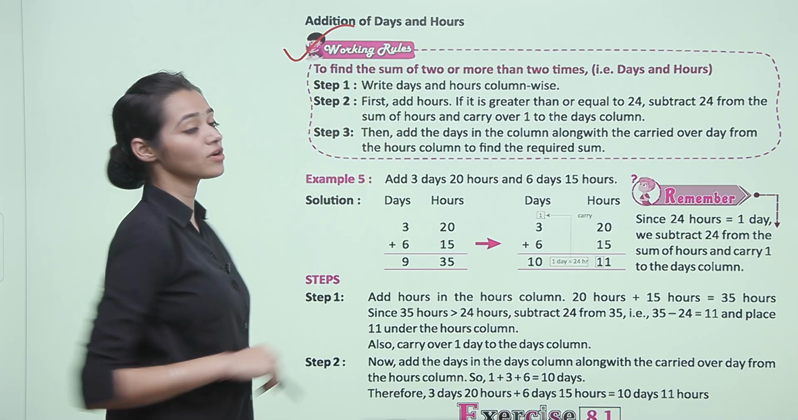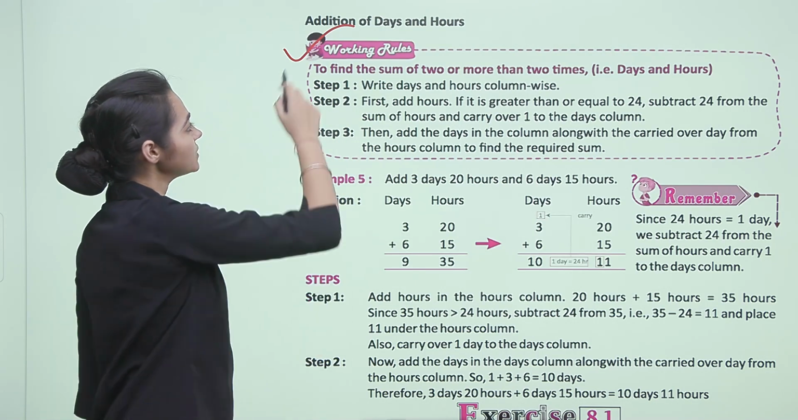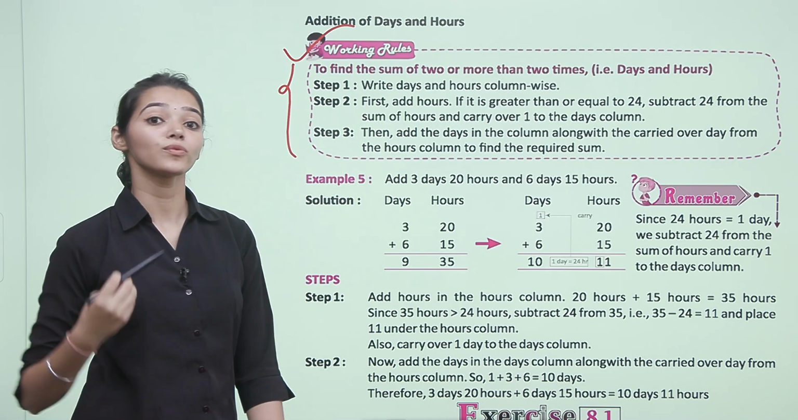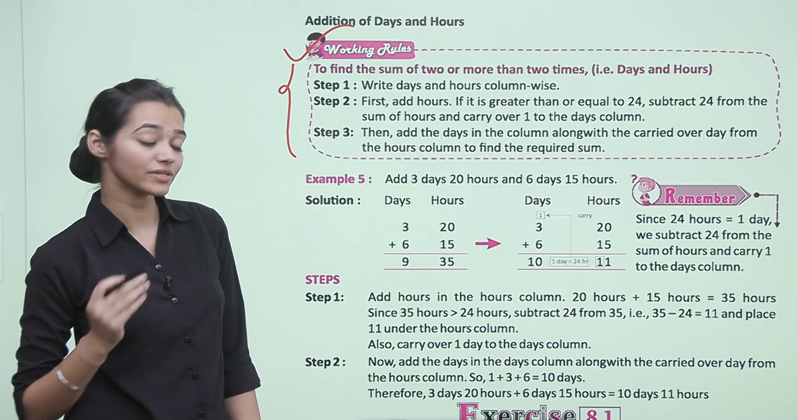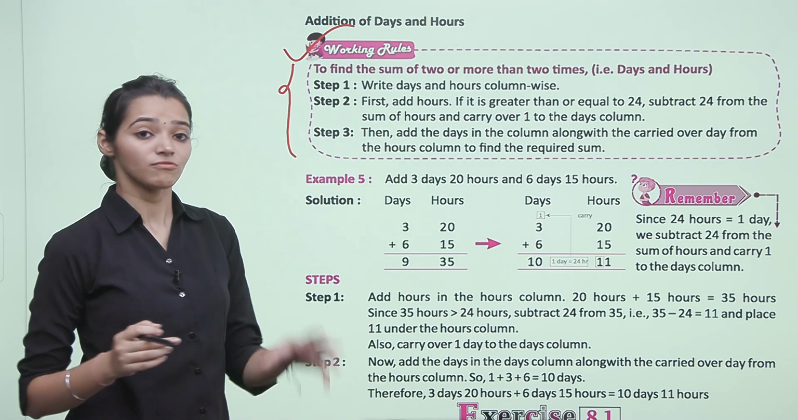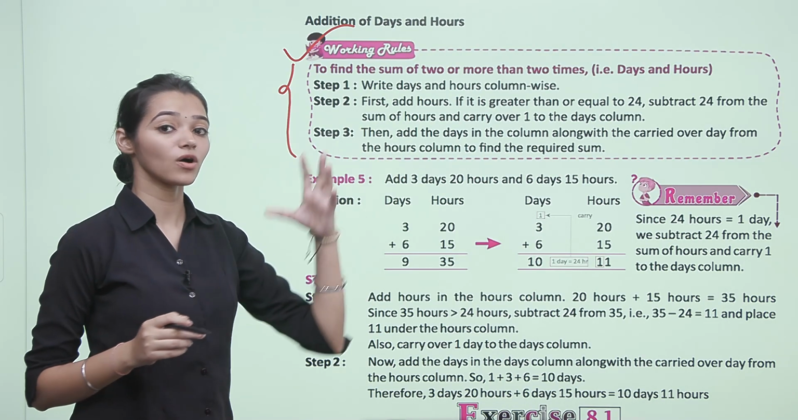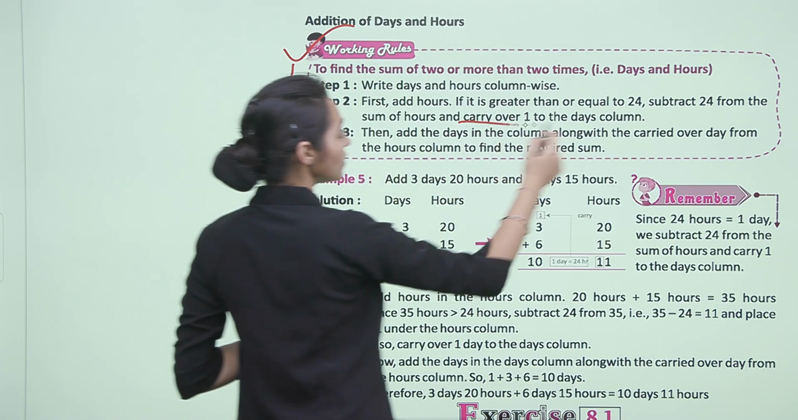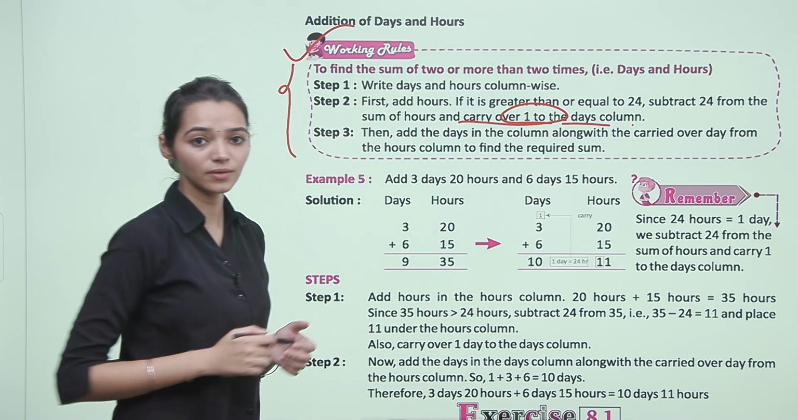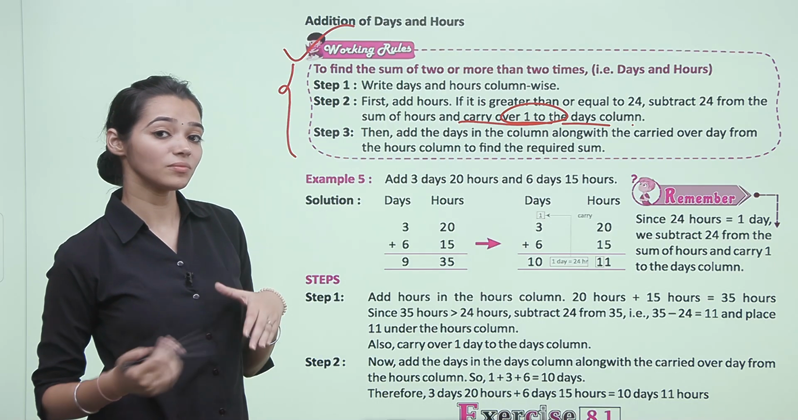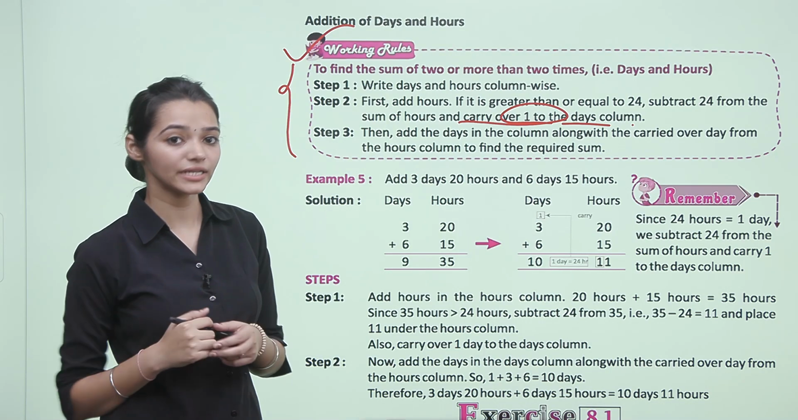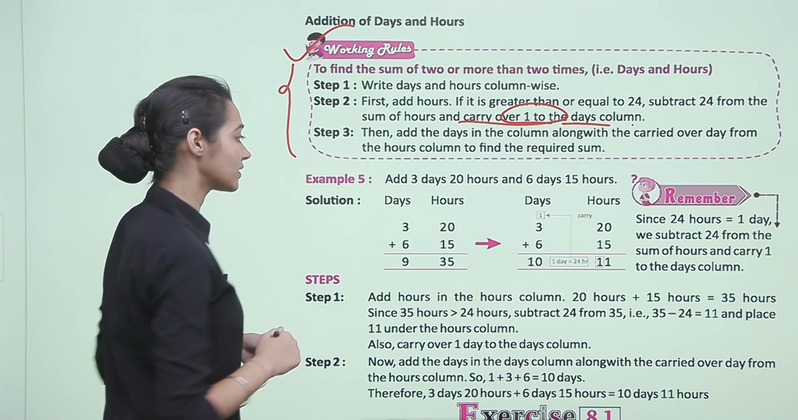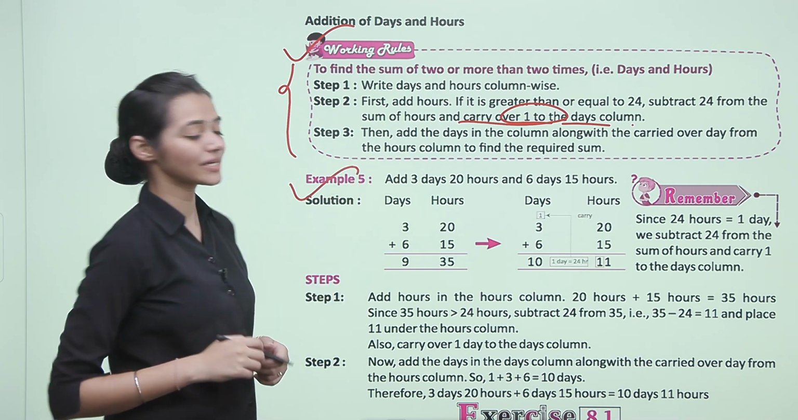Now let's look at the addition of days and hours and look at the working rules. To find the sum of two or more times in days and hours, we have to write days and hours column wise. Firstly we will add hours, and if it is greater than or equal to 24, then we will subtract 24 from the sum of hours and carry over 1 to the days column. Then we will add the days in the column along with the carried over day from the hours column to get the required sum. Now let's look at example number 5.